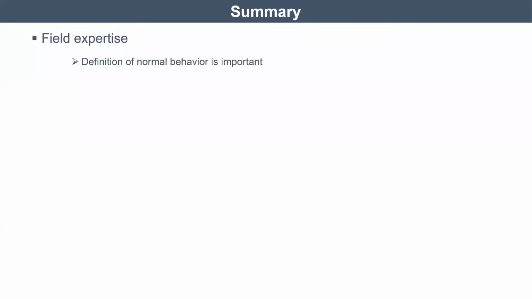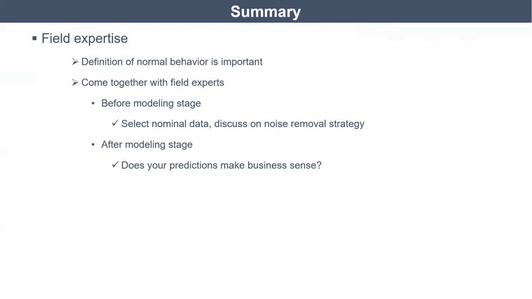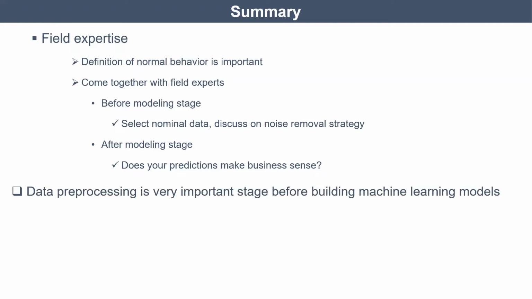Field expertise is really very important because they physically know what is normal behavior, so they know what to expect as normal. So we need to come together with field experts before the modeling stage to select the nominal data, healthy data, and discuss noise removal strategy and so on. And after the modeling stage, again, we need to come together and say, okay, these are my predictions for anomalies. Do they make any business sense, or are they physically reasonable?